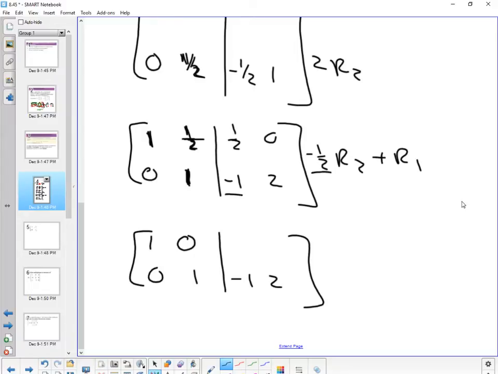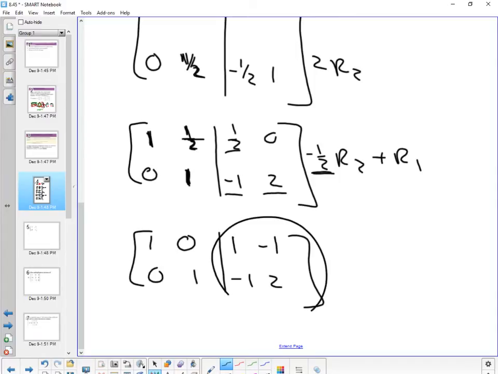-1 times -1/2 is positive 1/2. I'm going to add that 1/2 to this 1/2. That gives me 1. And you get a 0. And then I want -2 times -1/2. That's going to give me a -1. Add it to 0, I've got -1.